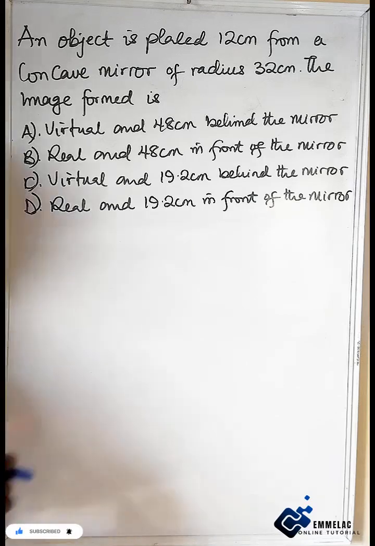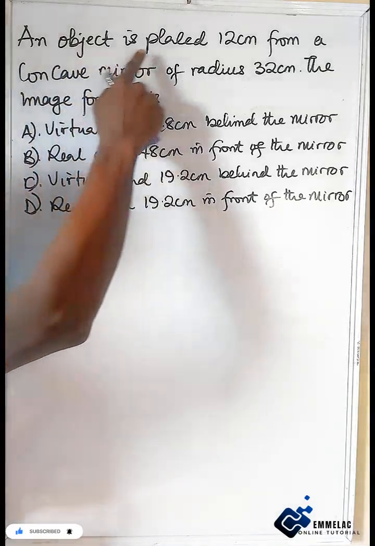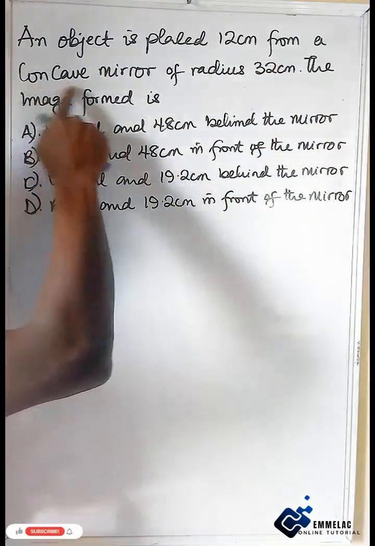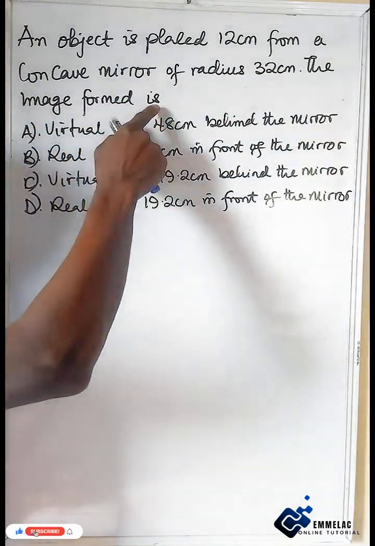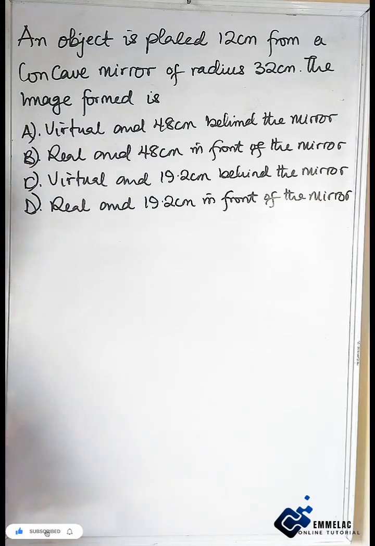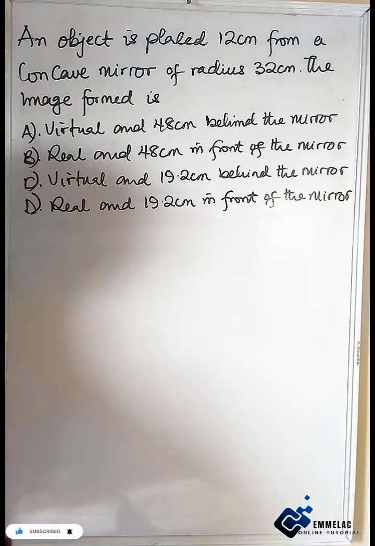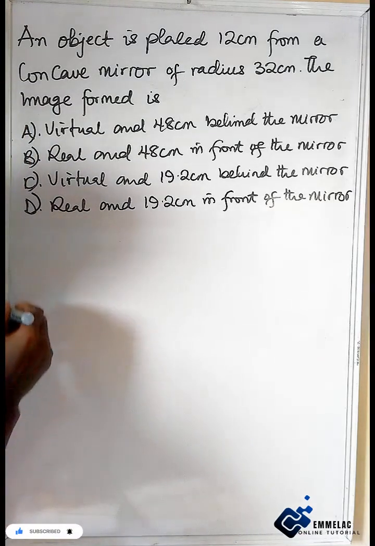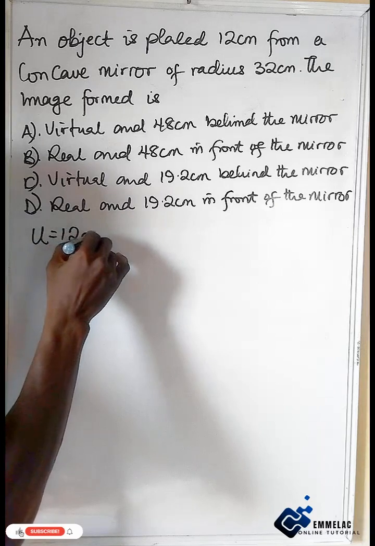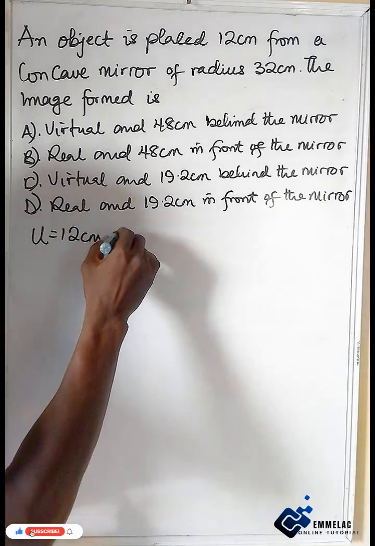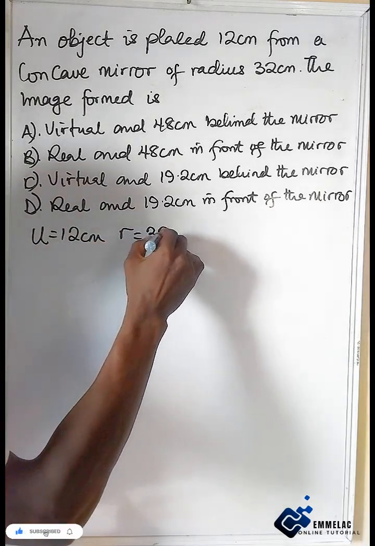Let's look at this JAMB question. An object is placed 12 centimeters from a concave mirror of radius 32. The image formed is, now we are given options. Now let us solve to ascertain which of the options is correct. Now let us take note from the question. We are told that the object distance, that is u, equals 12 centimeters, and that the radius equals 32 centimeters.